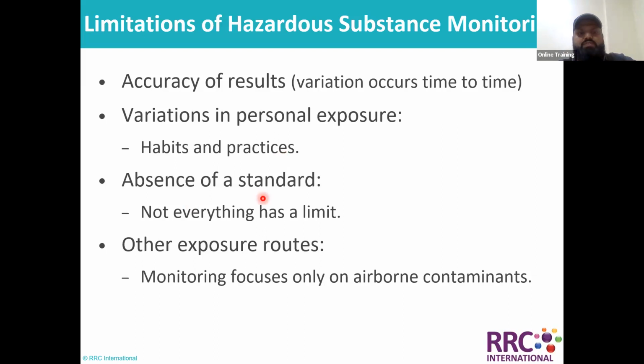Then absence of a standard. Not everything has a limit. I asked a question from Mr. Umar, how many chemicals are you having? What about their occupational exposure limit? Of course, no one can memorize that. We are having millions of chemicals. Sometimes we don't even know about the chemicals. Who will define their limits? As we just discussed, only 19 chemicals are those which are clearly defined about their limits.